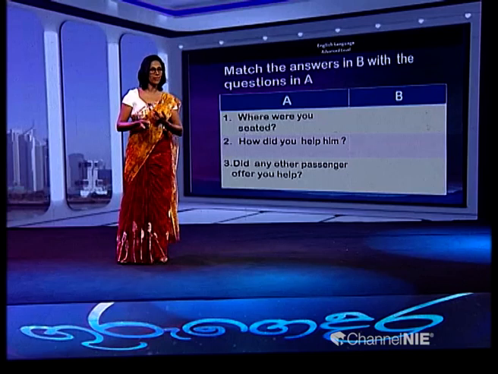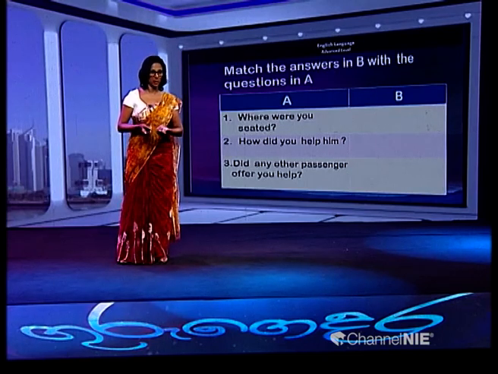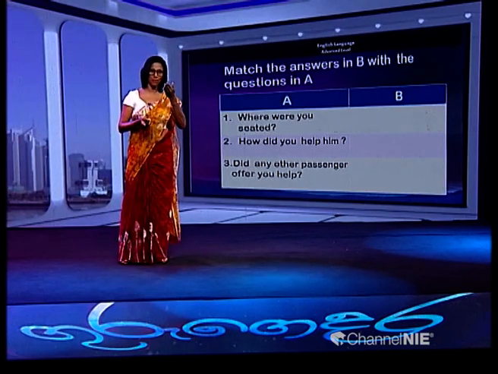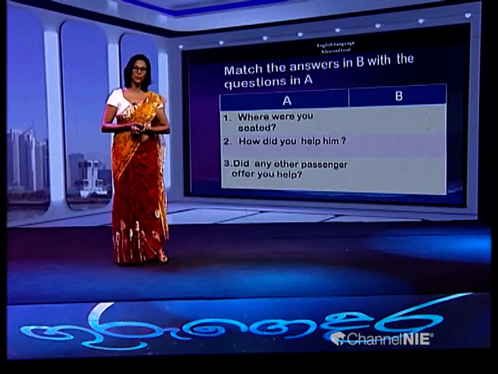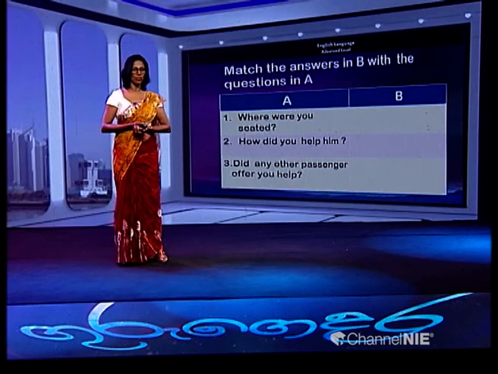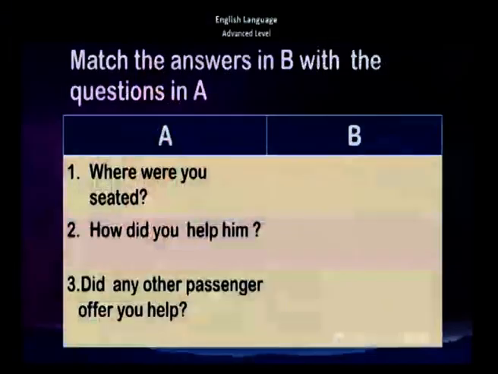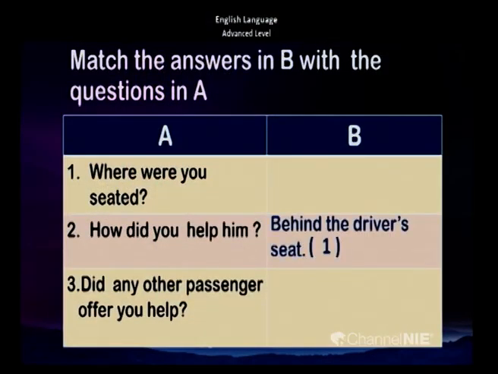So here Ramya's family is asking some information, asking him some questions. So I have formed those, right? Where were you seated? What can be the answer of Ramya for that question? Right, let's see. Behind the driver's seat. How did you help him? Can you remember how Ramya helped the bus driver? Let's see the answer that he gives.